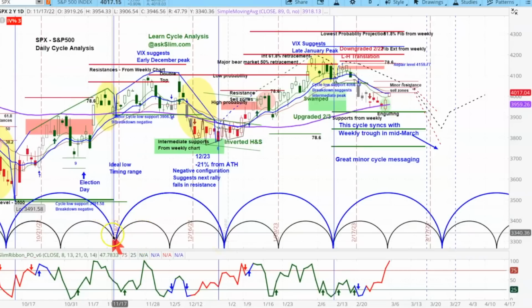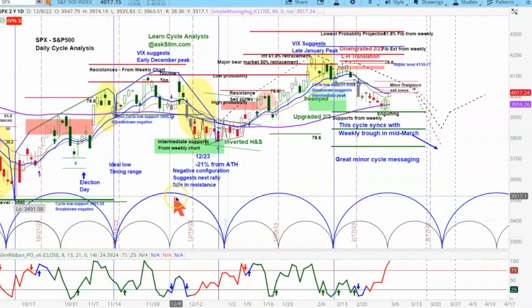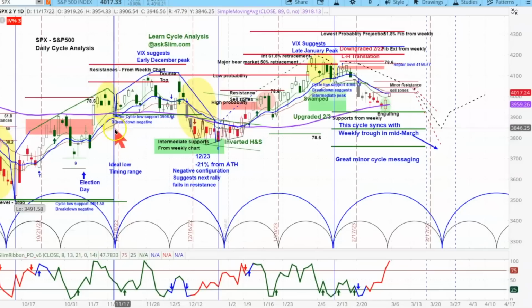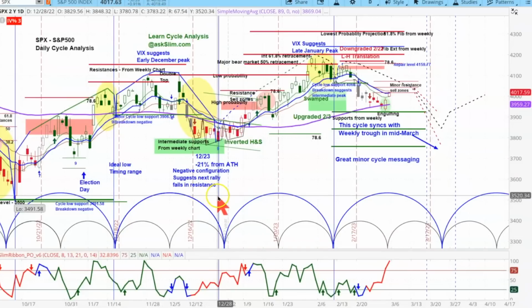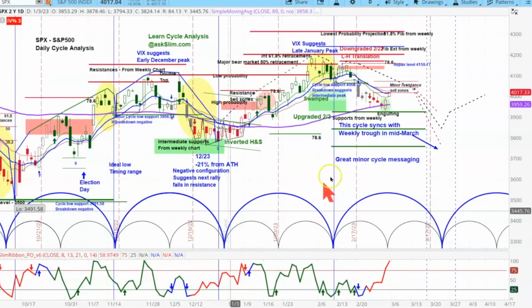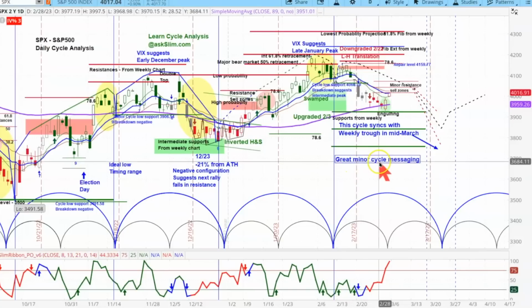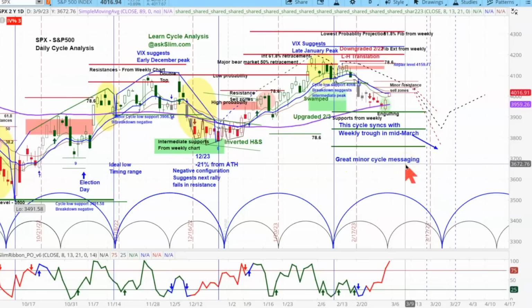In this case, the dominant cycle, as we see it right over here, made a low here. That's that cycle line right there that you see, and made a low here. That's the cycle line, and made a low right here. And you can see the beautiful rhythms in here in the market. What I really want to focus on is the minor cycle and the great messaging in the minor cycle.